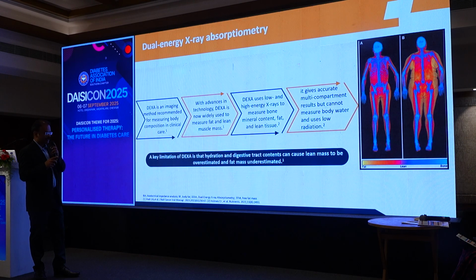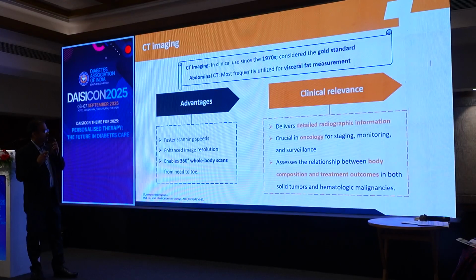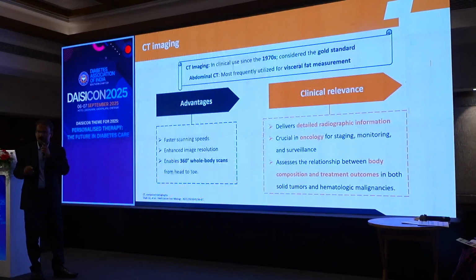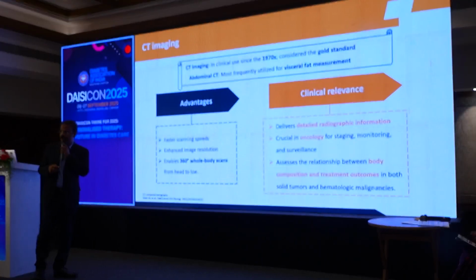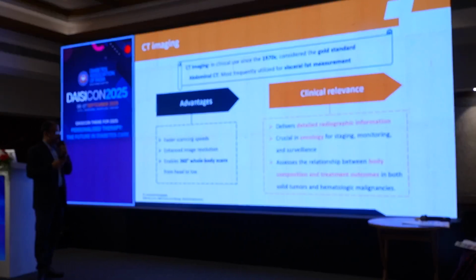When we are going to have good hydration during DEXA, digestive tract contents can cause lean mass to be overestimated and fat mass to be underestimated. CT is used more frequently for measuring visceral fat, and these are the various advantages: very fast, enhanced image resolution, and a 360 degree view from head to toe can be measured.